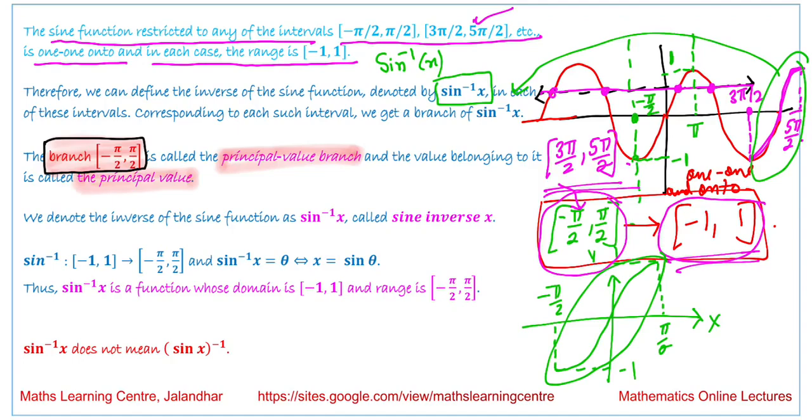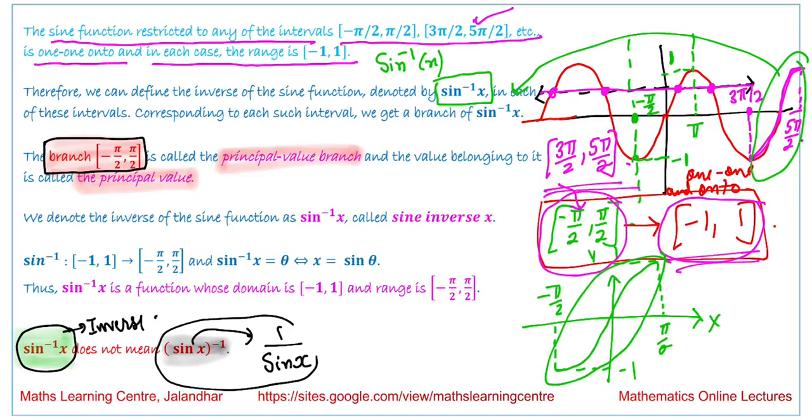An important thing to mention over here is that we are talking about this notation, sine inverse x. We should not confuse it with sine x inverse. If we are talking about this second case, it is basically 1 over sine x, but this is the inverse function we are talking about. This is not the inverse function, this is the reciprocal of the function sine x.